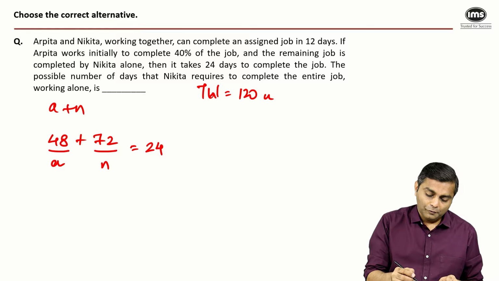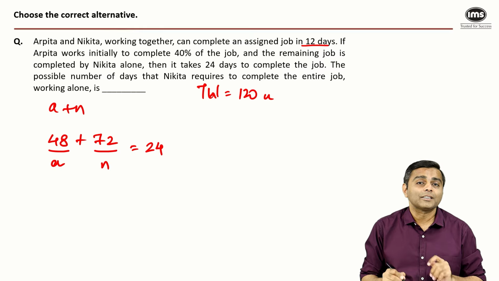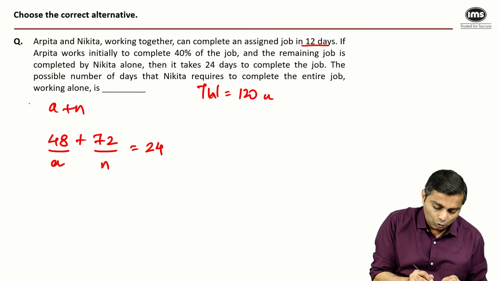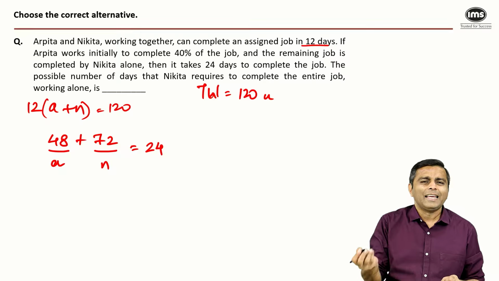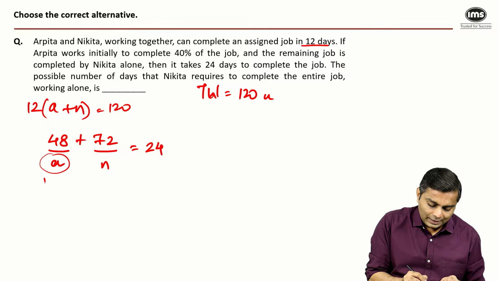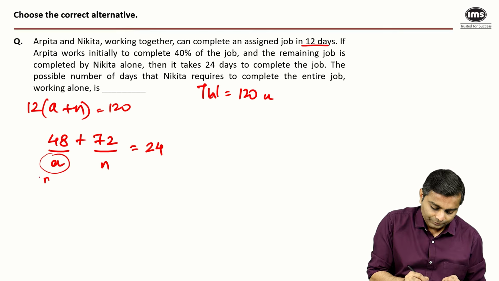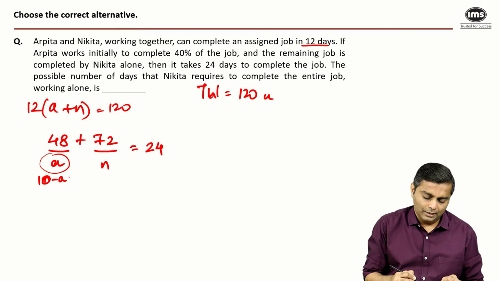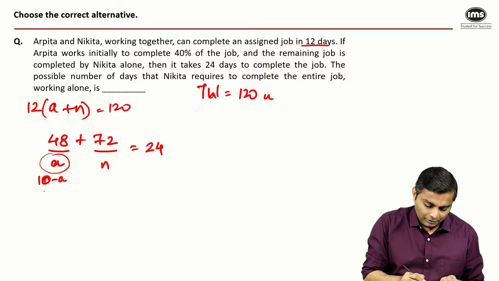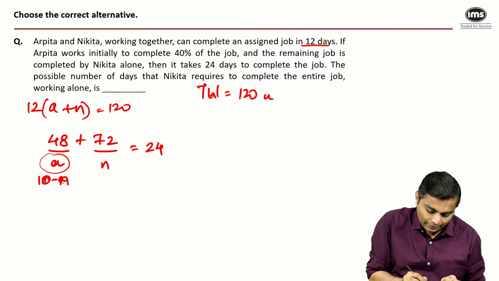Now, another piece of information, they completed the job in 12 days. So, when they are working together, they are able to finish in 12 days. So, 12 days, the total work per day, the total comes to 120. A plus N will be 10. If A plus N is 10, N is equal to what? 10 minus A, right? Oh, in fact, sorry, I should have done it the other way around. I want everything in terms of N. Okay, so this is N, 10 minus N.